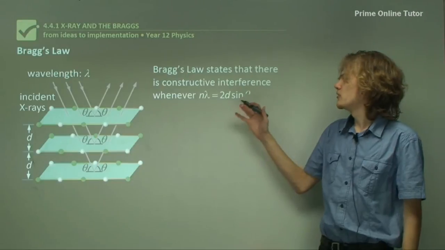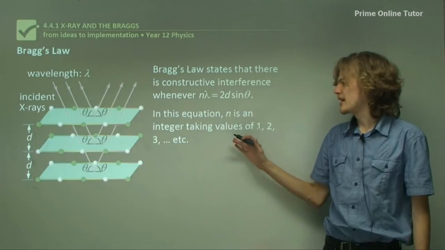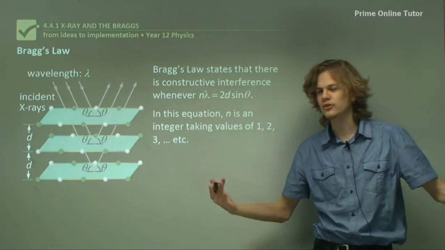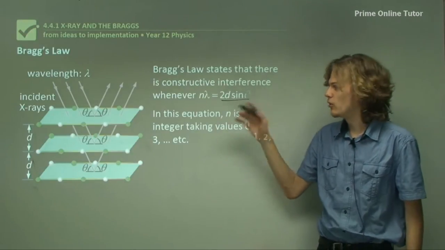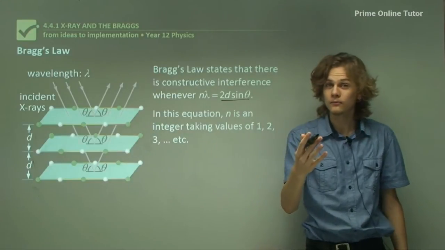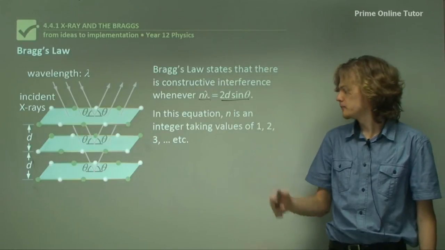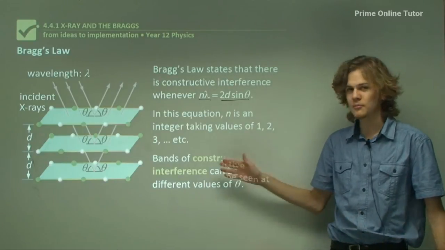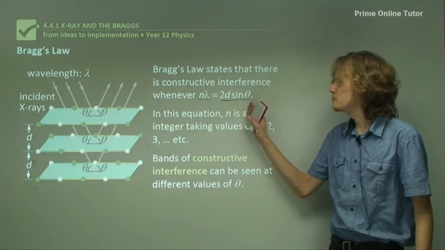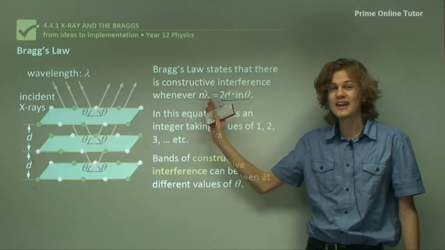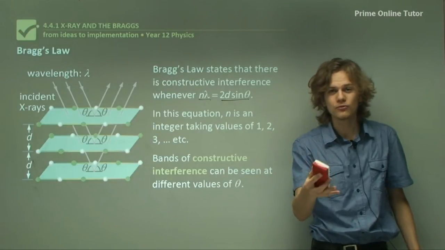So Bragg's law states that there is constructive interference whenever this condition is true. So n here in this case is an integer, taking values of 1, 2, 3, and so on. And so what we can see is that this expression here, which is dependent on the spacing of the crystal and the angle that the X-rays come in with, is a multiple of the wavelength of the light. So bands of constructive interference can be seen when this happens. So whenever theta is the right value, whenever theta matches up with an n lambda over here, we get constructive interference, and we can detect that with films and so on.